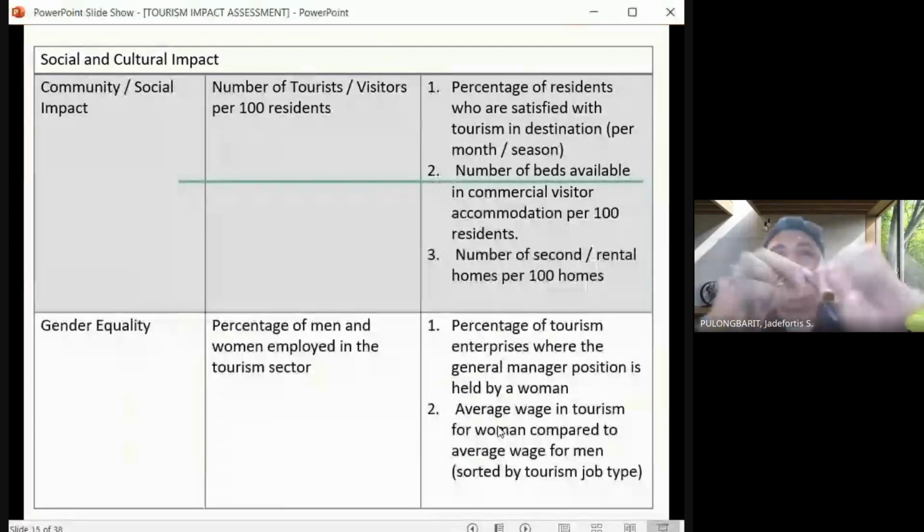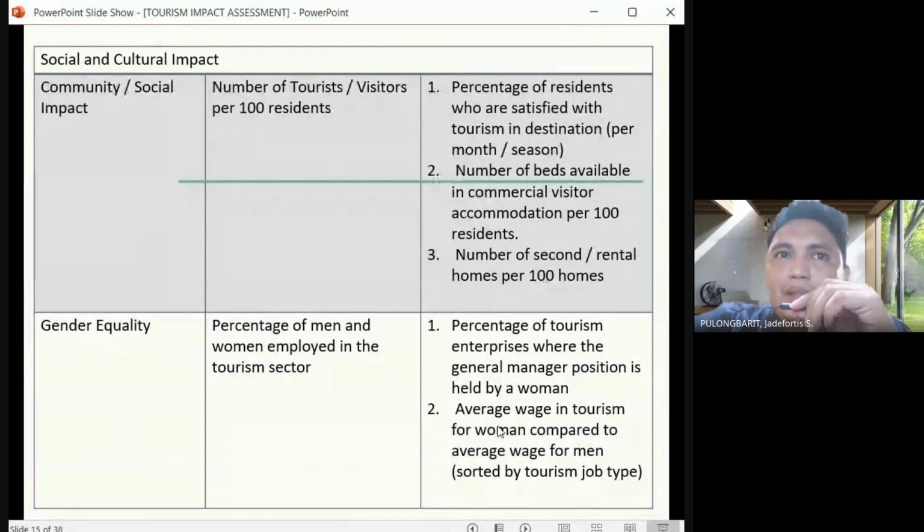Next one, gender equality, percentage of men and women employed in the tourism sector. That is how many men and women are employed in different tourism sectors. Optional, percentage of tourism enterprises where the general manager position is held by a woman.